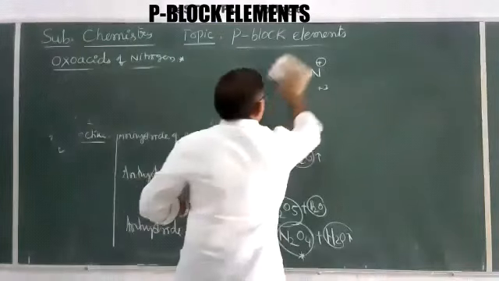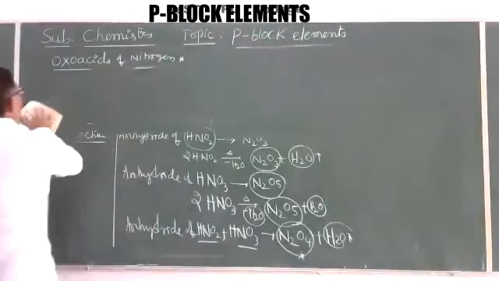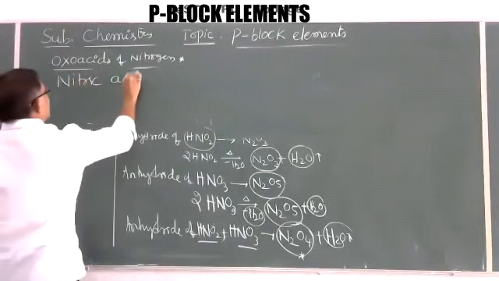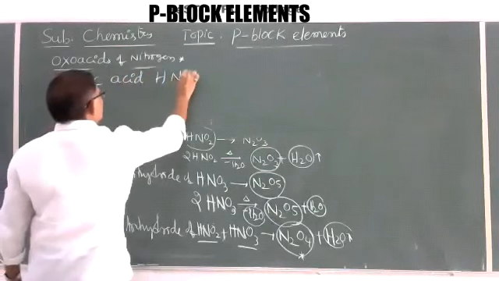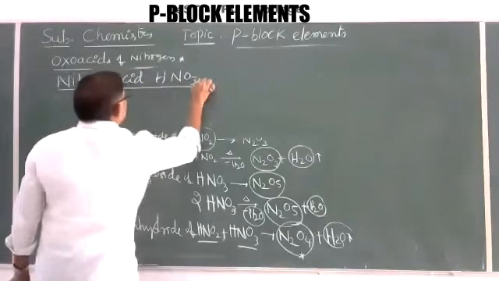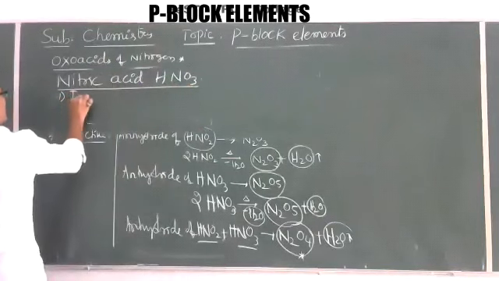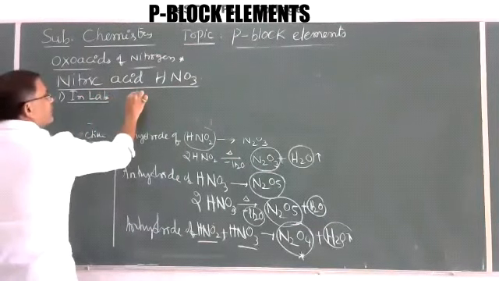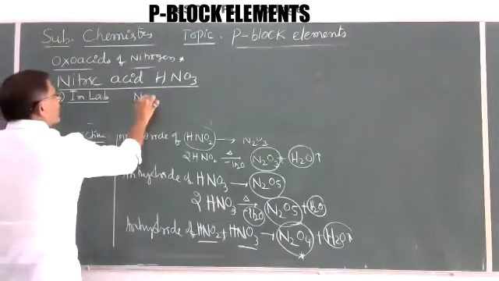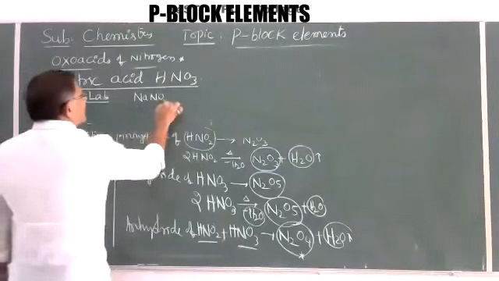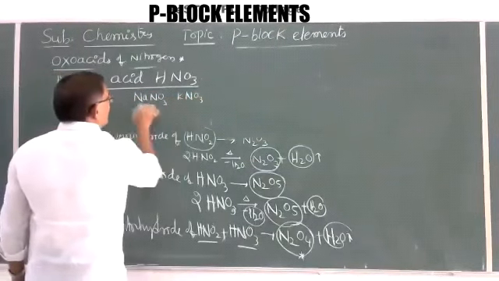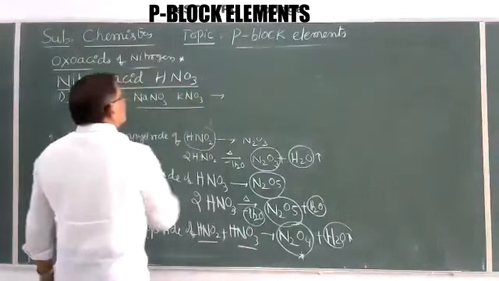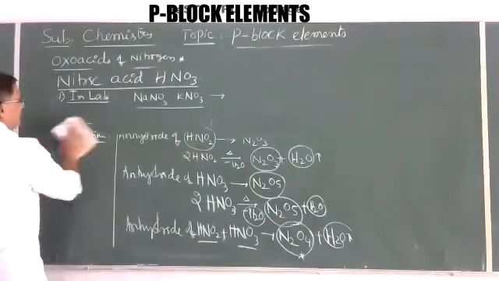So based on this, among the oxoacids of nitrogen, nitric acid is very important. The formula of nitric acid is HNO3. In the laboratory, on a small scale, the first method is to prepare it using nitrates, sodium nitrate or potassium nitrate, KNO3. By using this, we can prepare HNO3 on a small scale in the laboratory.